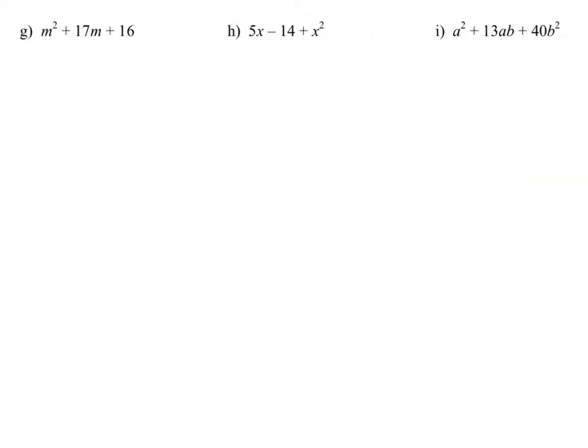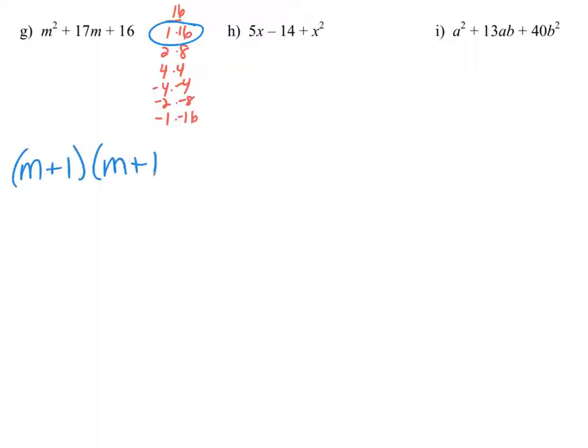Example G, m squared plus 17m plus 16. Let's list the pairs of factors of positive 16: 1 times 16, 2 times 8, 4 times 4, or negative 4 times negative 4, negative 2 times negative 8, or negative 1 times negative 16. Find the pair of factors that will give you a positive 17, and that was our first pair of factors. So our trinomial can be written in factored form as m plus 1 and m plus 16.